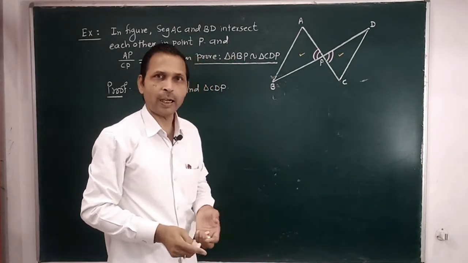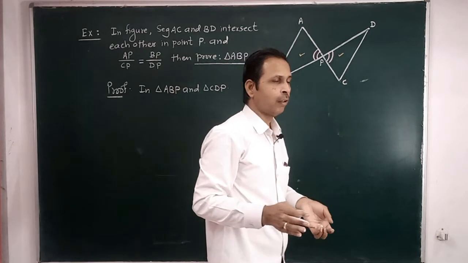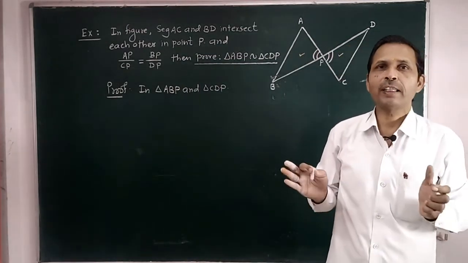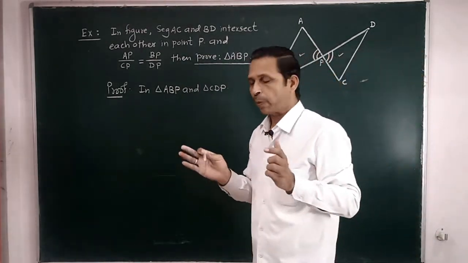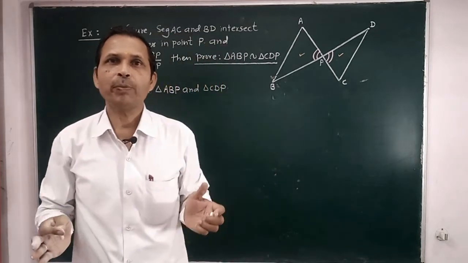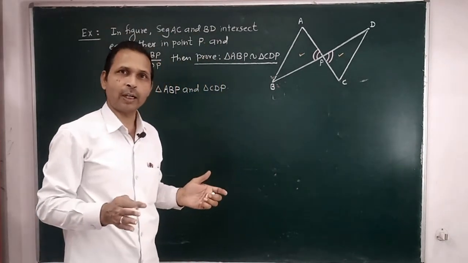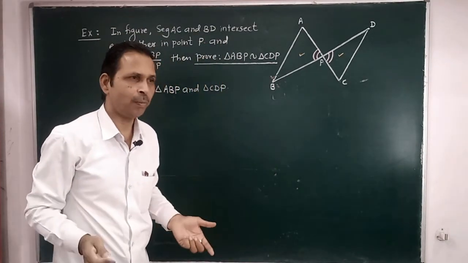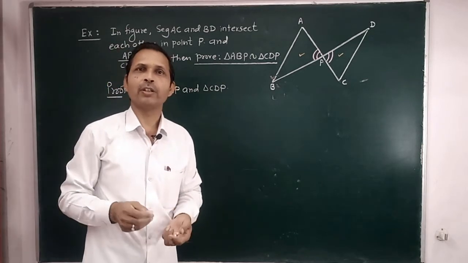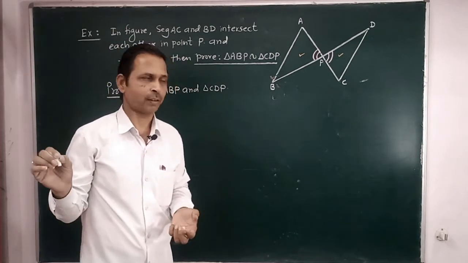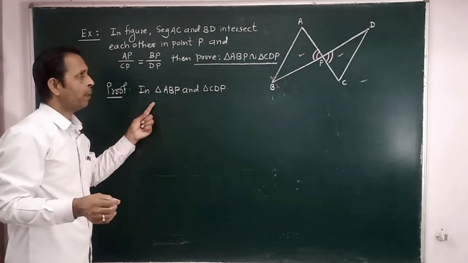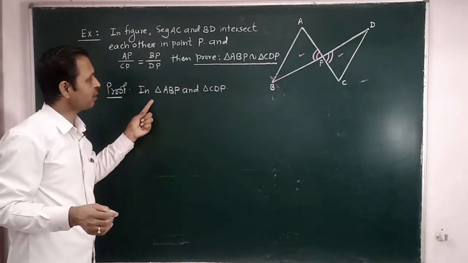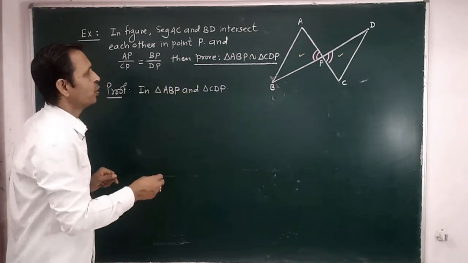And we know that in triangles, if two corresponding sides are in proportion and the included angle is congruent, then the triangles are similar by the SAS test, and that's why by SAS test the triangles are similar.